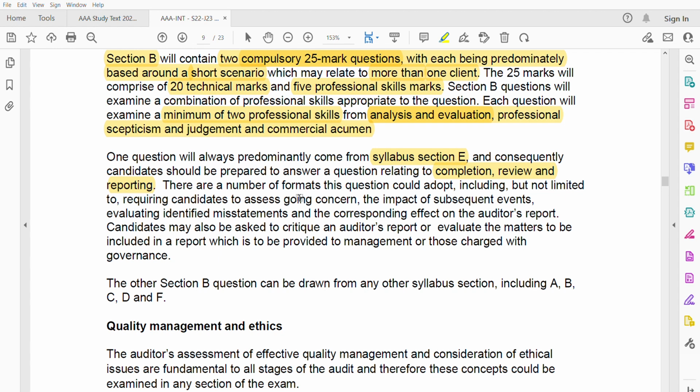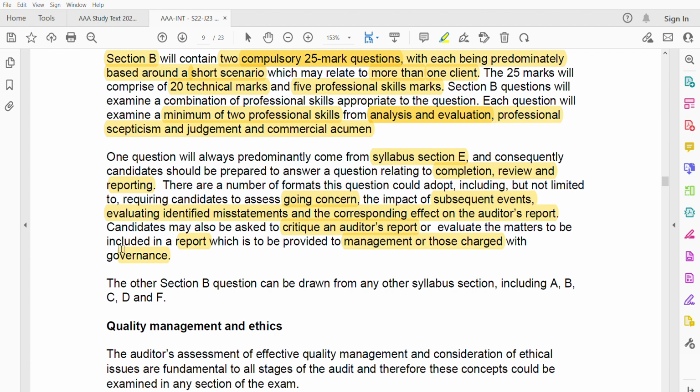Things like going concern, subsequent events, identifying misstatements, what would be the effect on the auditor's report. Sometimes you might have to analyze an auditor's report, you have to criticize an auditor's report. Maybe they will give you a prepared auditor's report, you might have to find faults in it and correct it. And also matters to be included in a report which will be provided to the management or those charged with governance. Things like this will be asked in section B.